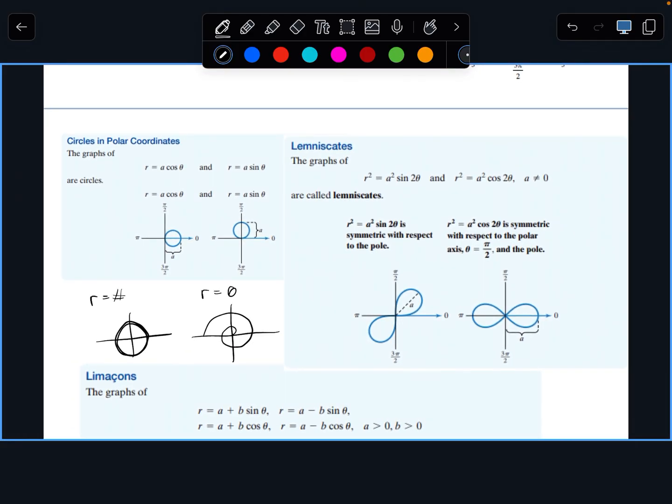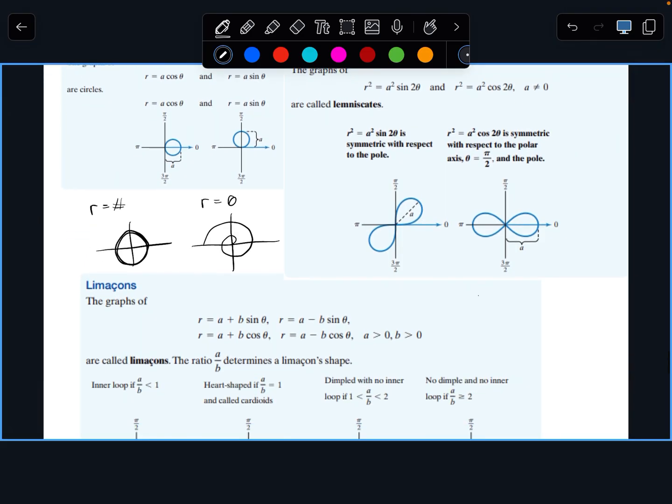What else is there? Oh, theta equaling a number. Where do I write that? I'll do it over here. So theta, or not theta, sorry. Yeah, theta equaling a number. That's going to be your line.